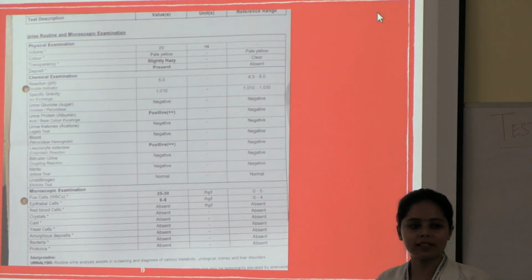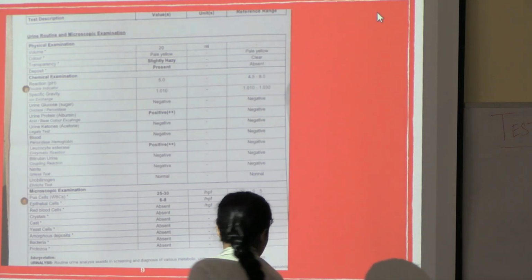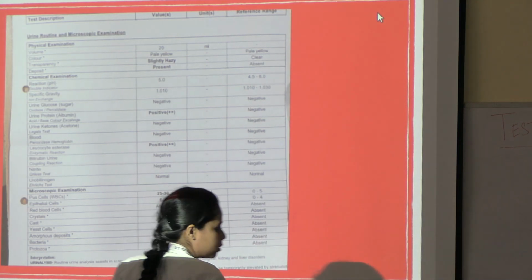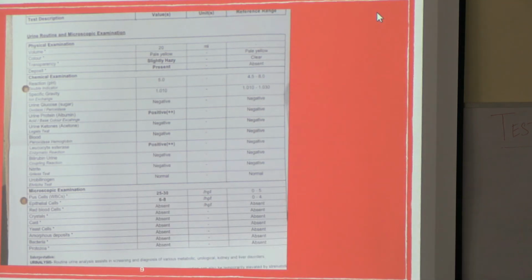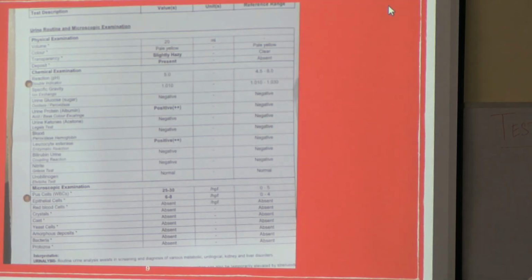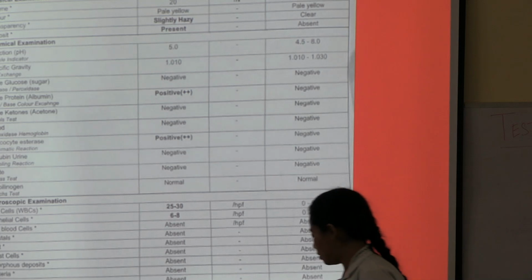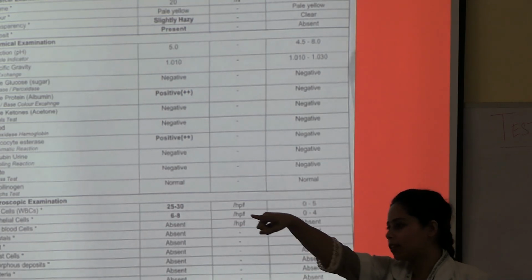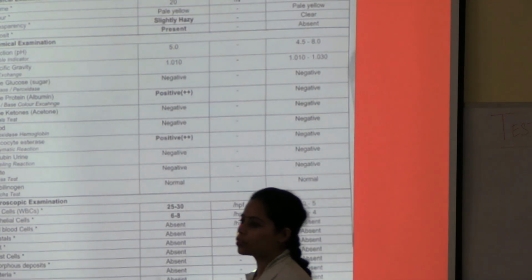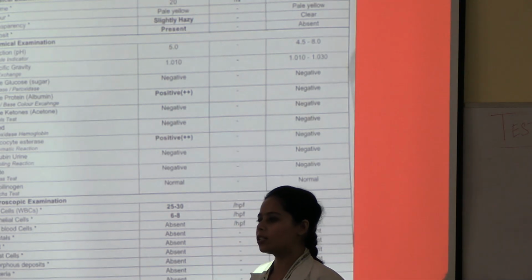Now can you see? Yes, the last one, yes you can. Can you come up with any diagnosis? You are not being able to see? Yes, what? Pus cells.